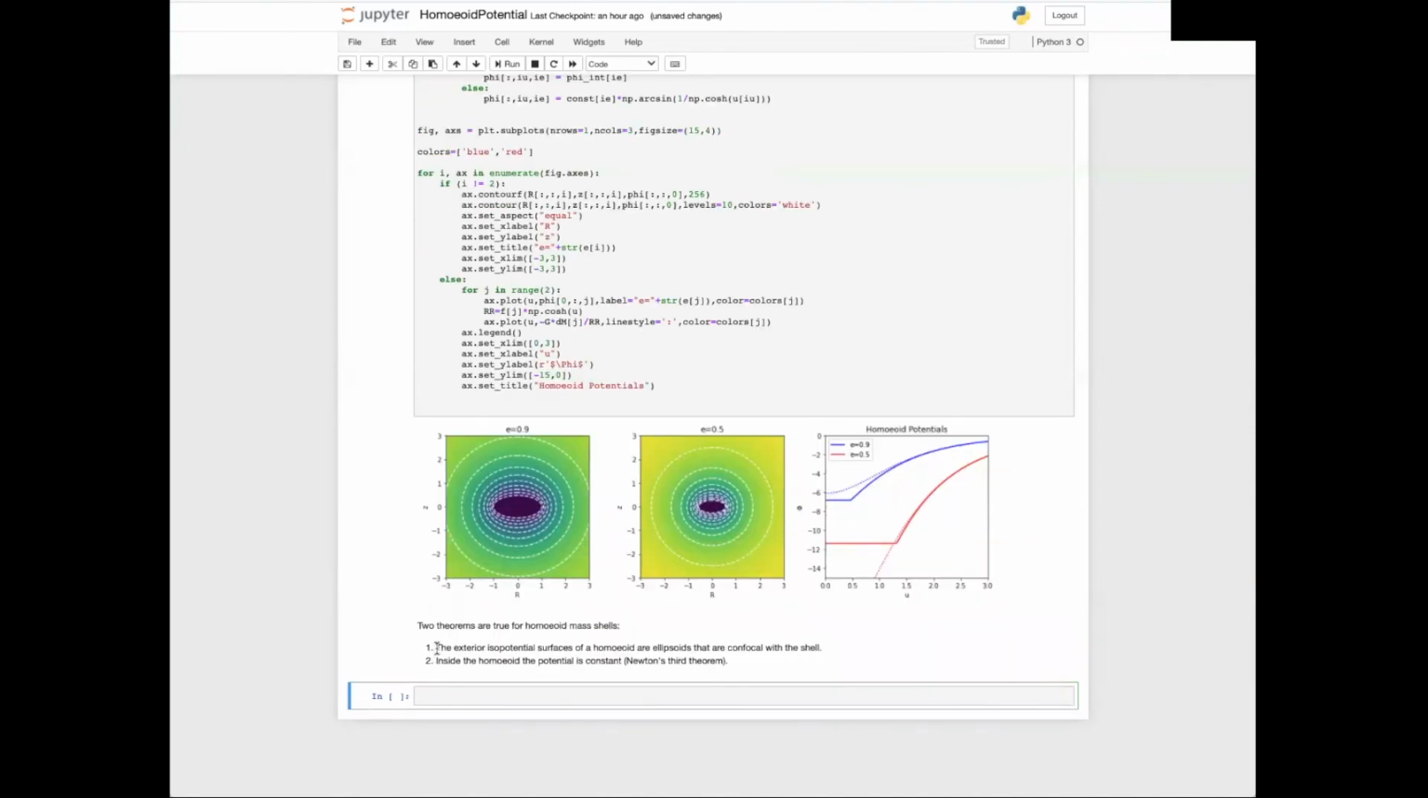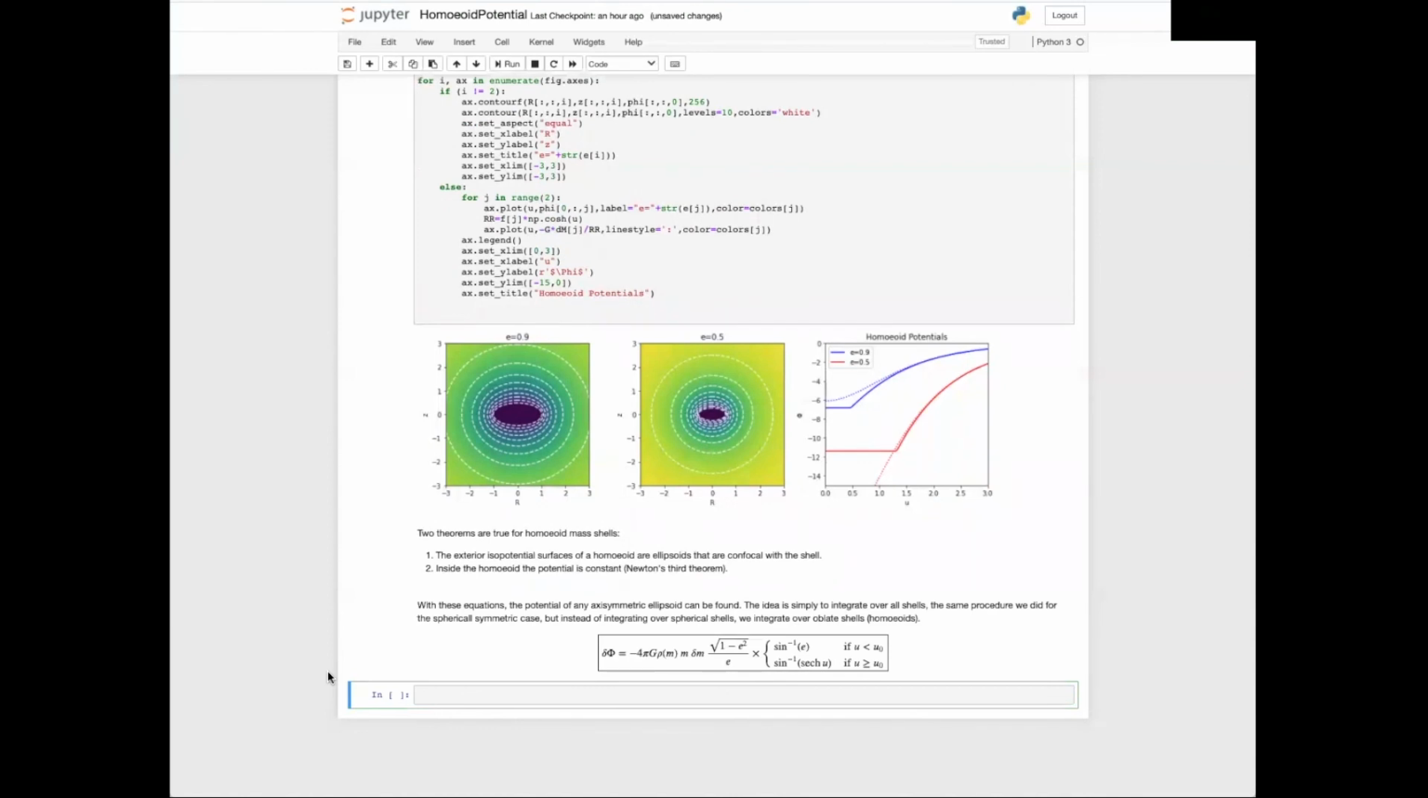So two theorems are true for homoeoid mass shells. The first one is that the exterior isopotential surfaces of a homoeoid are ellipsoids that are confocal with the shell. That's what we see here. We have these confocal ellipses that are giving the potential outside of the homoeoid. And the second one is that inside the homoeoid, the potential is constant. Again, we see that here in these plots. This is actually Newton's third theorem.